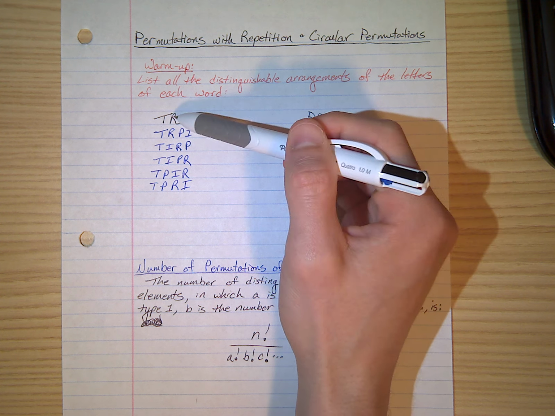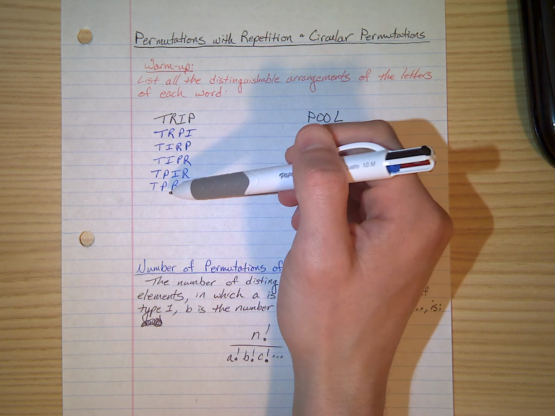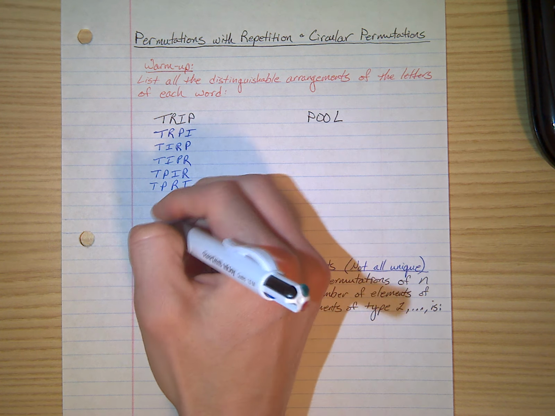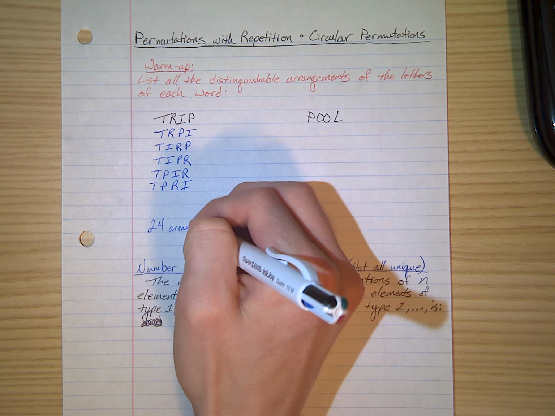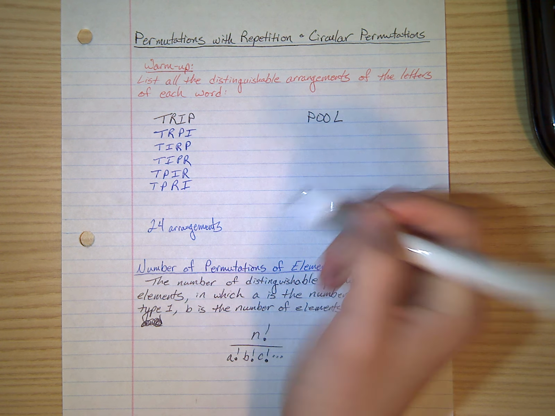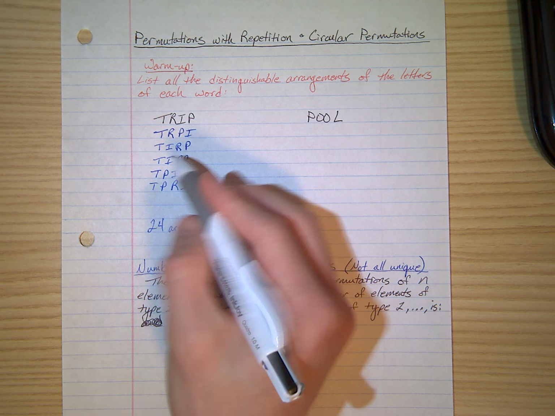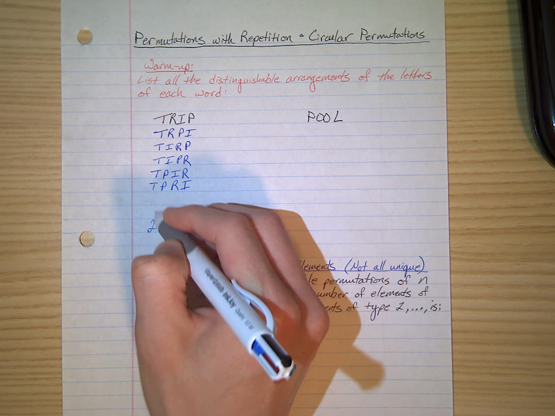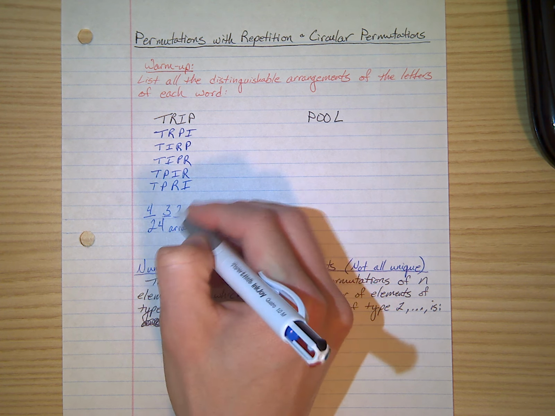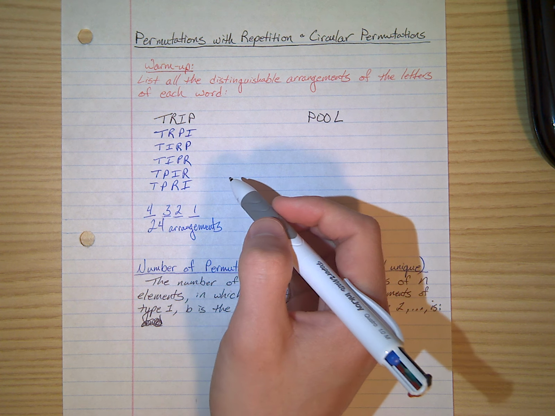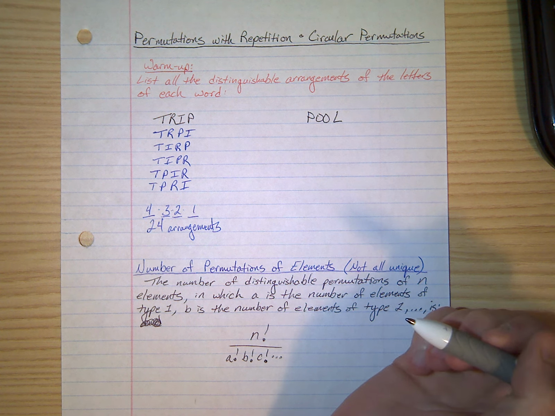And then if you started with the letter R, you would have 6 more. If you started with the letter I, you'd have 6 more. And if you start with the letter P, you'd have 6 more. So all told, there are 24 different arrangements. To save time, I'm not going to do all that. If you think about it in terms of the fundamental counting principle, you would have 4 options for the first letter, 3 options for the second letter, 2 options for the third letter, and then 1 option for the fourth letter. So 4 times 3 times 2 times 1 is where we get the 24.